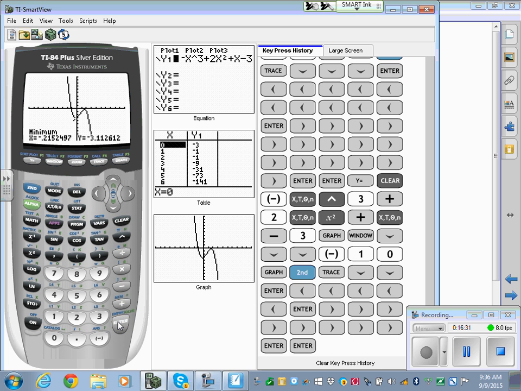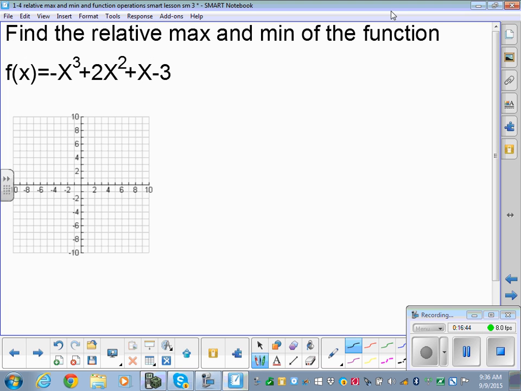So our min is at negative 2.15, negative 3.126, whatever. So I might say round to the nearest hundredths. So that's our min. So I'm going to write that down, because if you don't write it down and you do the max, the min's going to go away now. So our minimum's at negative 0.215, comma, negative 3.11.